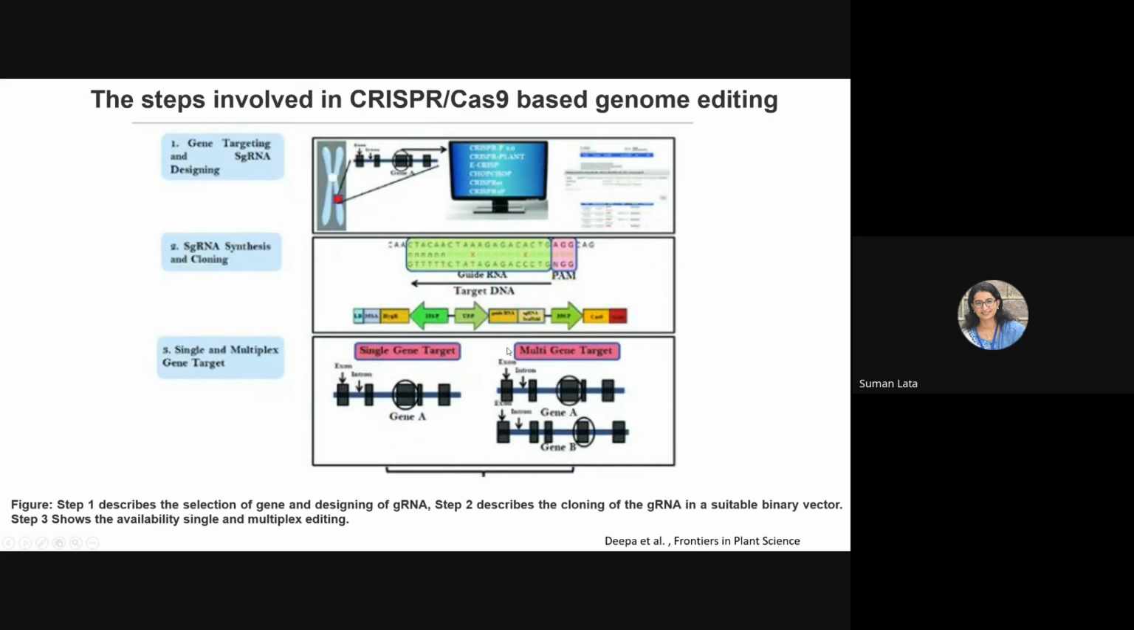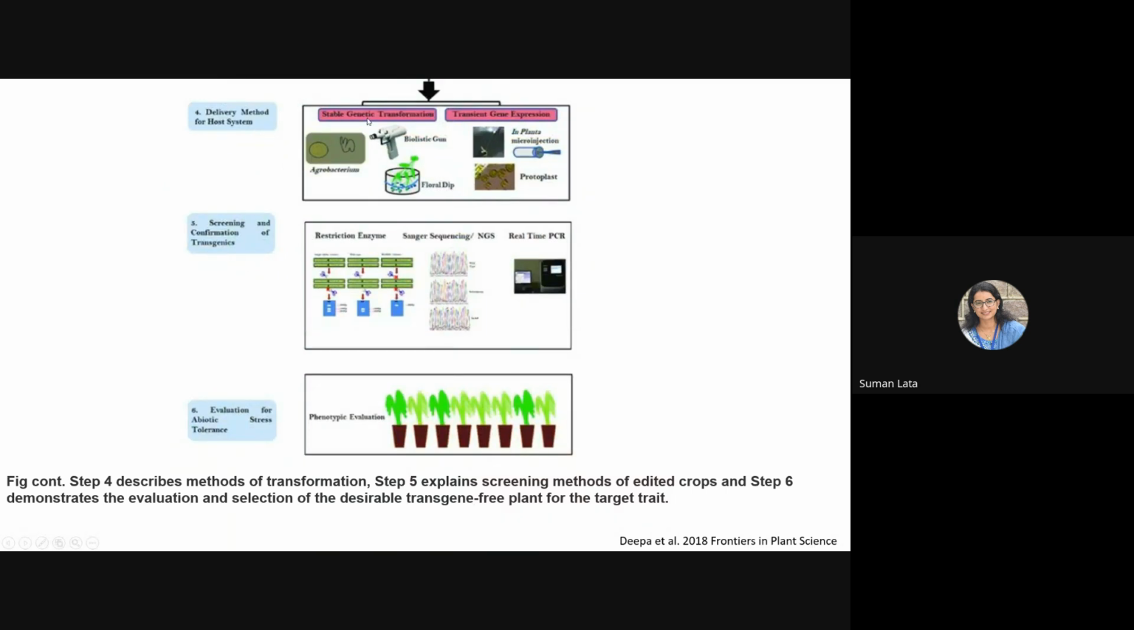After these steps, the construct is delivered into the plant. That is the delivery method for the host system, and we can use stable genetic transformation and also transient gene expression. We can use the Agrobacterium mediated transformation or the biolistic method, or we can use the floral dip in the case of Arabidopsis. In the case of transient gene expression, we can do the microinjection or protoplast mediated method.